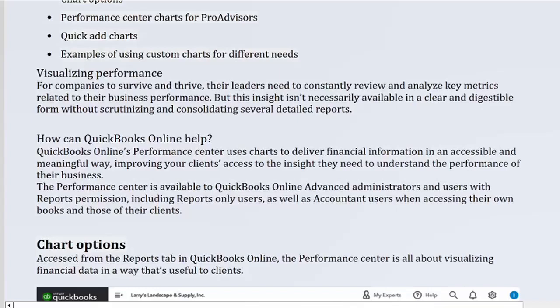visualizing performance. For companies to survive and thrive, their leaders need to constantly review and analyze key metrics related to their business performance. But this insight isn't necessarily available in a clear and digestible form without scrutinizing and consolidating several detailed reports. How can QuickBooks Online help?